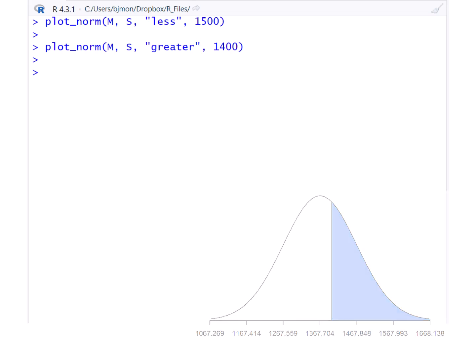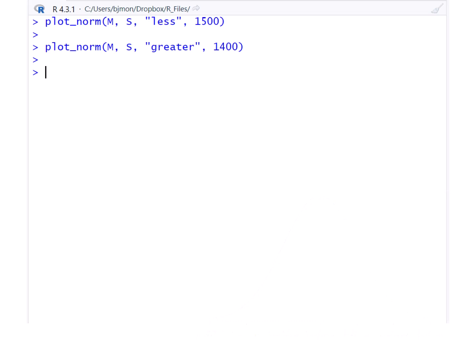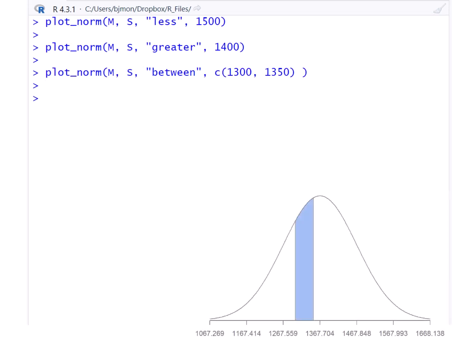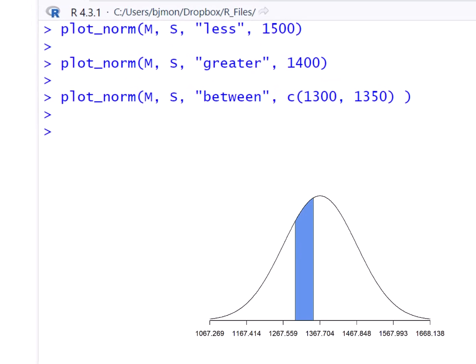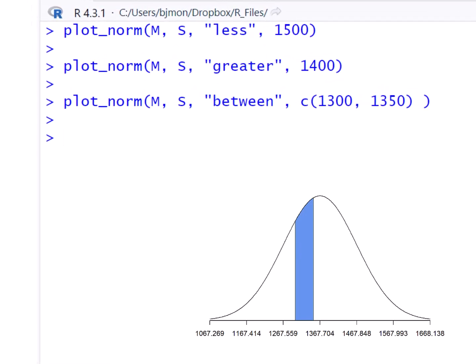Recall that we also found that the proportion of weights between 1,300 and 1,350 is about 0.1803383. We can visualize this area similarly, but we use between as the third input and the vector containing the values 1,300 and 1,350 as the fourth input.